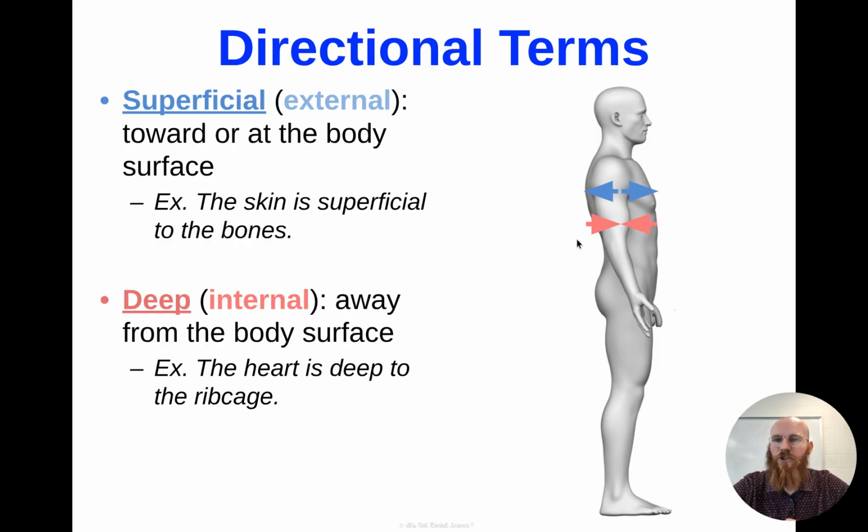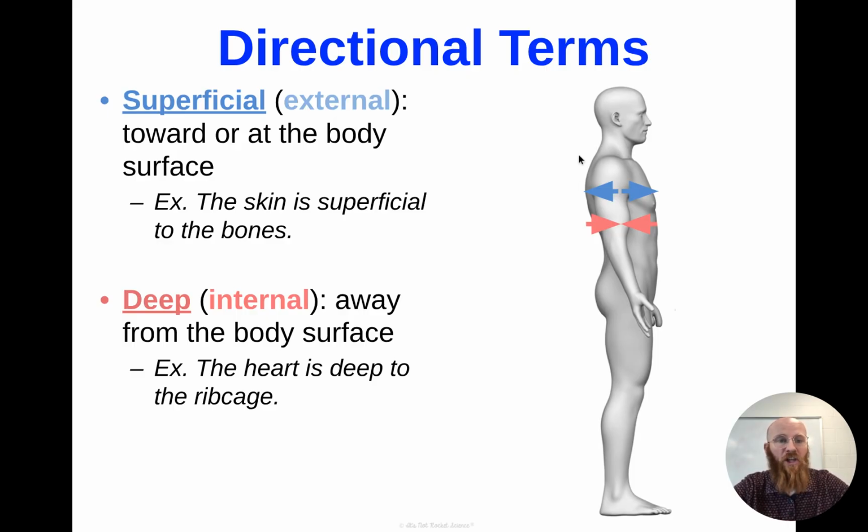And we've got superficial or deep, okay? So superficial is more externalized, right? It's closer or toward the body's surface, right? So that outer protective boundary being the skin would be superficial to the bones because those bones are more interior structures than the outer skin, okay? So the skin is superficial or external to the bones, whereas deep would mean that it's more away from the body surface towards that body core.